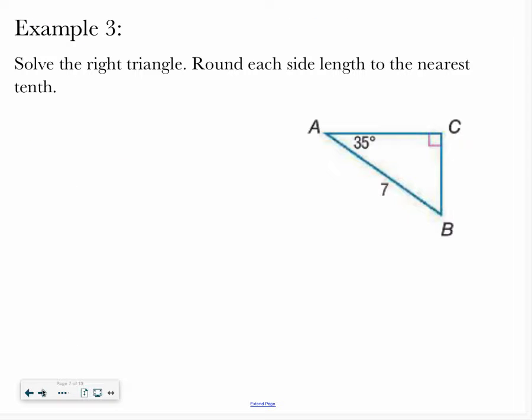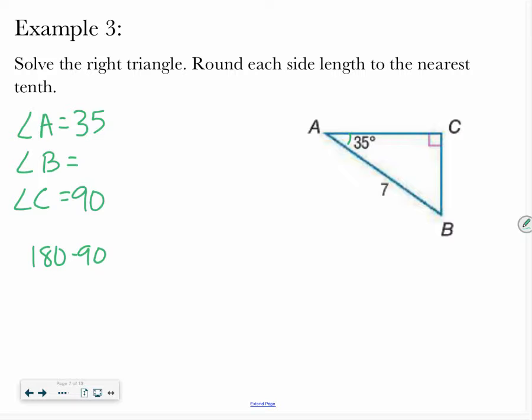Alright, example 3. Solve the right triangle. We want to round each side length to the nearest tenth. So I'm going to look at this triangle. I see I have angle A is 35, angle C is 90. Angle B, we don't know yet. Well, I know a triangle has a total of 180 degrees. So if I do 180 minus 90, I'm left with 90 degrees. 90 minus 35 more leaves me with 55 degrees for angle B.